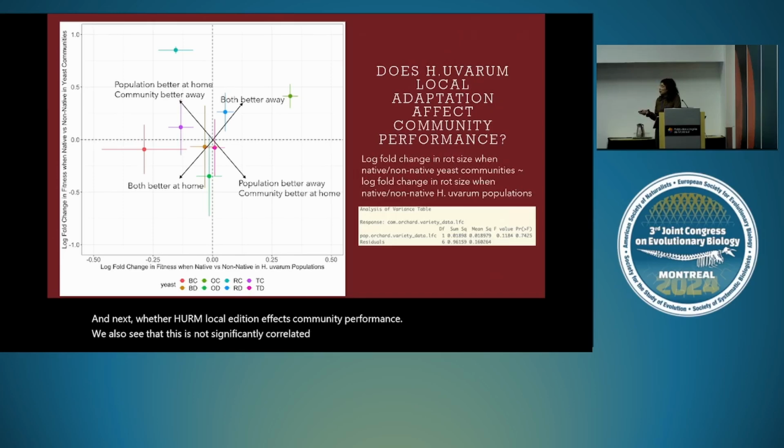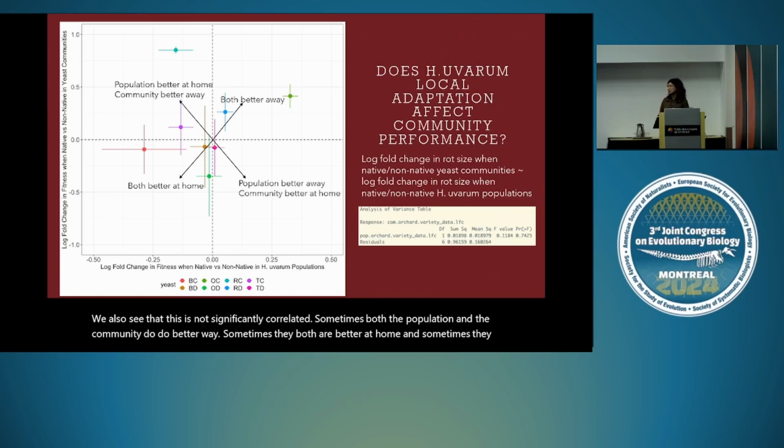Sometimes both the population and the community both do better away. Sometimes they both are better at home. And sometimes they aren't in the same direction at all. So there seems to be more going on in these communities and with the species interactions than can be found with just zooming in on this one really abundant species, even though it is super abundant.